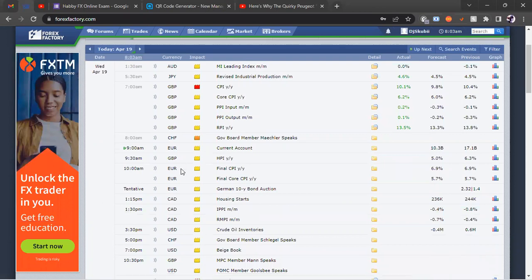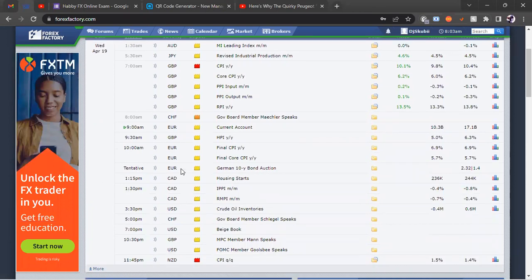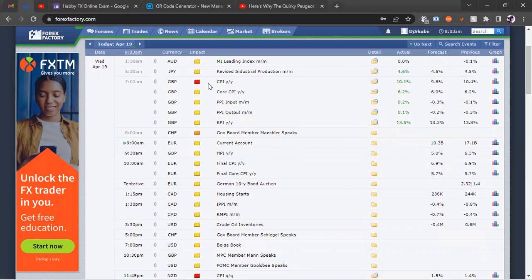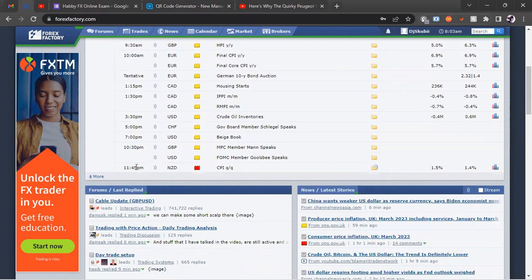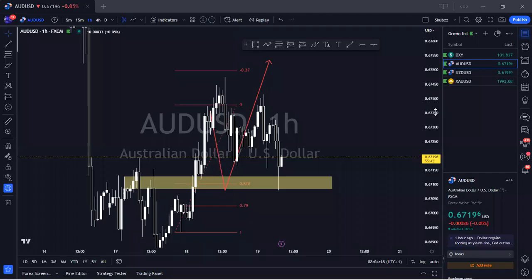Fundamental wise, we had one high impact news on GBP CPI around 7 a.m. Now we have another one on NZD around 11:45. I feel they sleep by then, but it's basically a pair we trade, so I might look at it later. So let's jump on our charts and see what we can get.